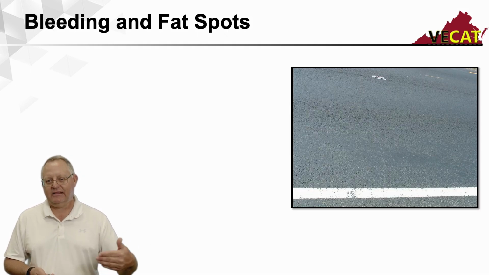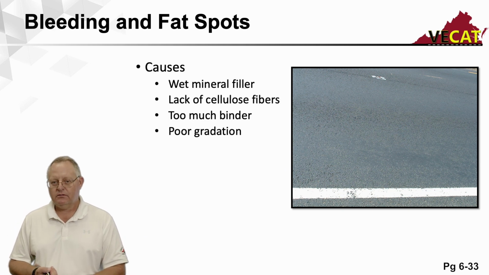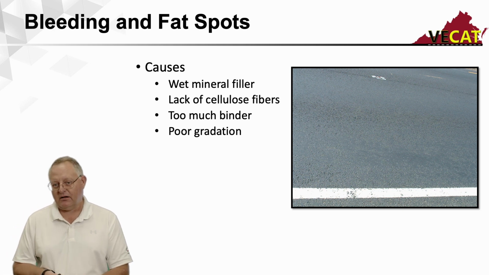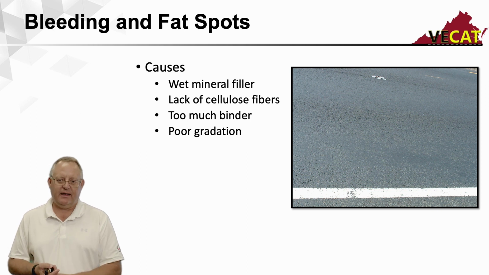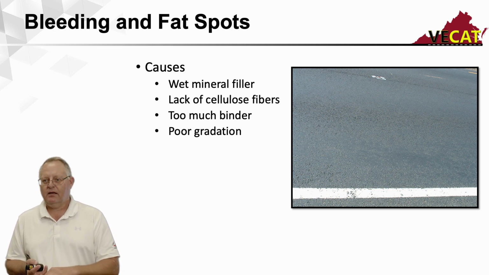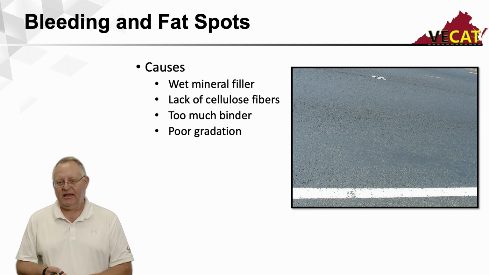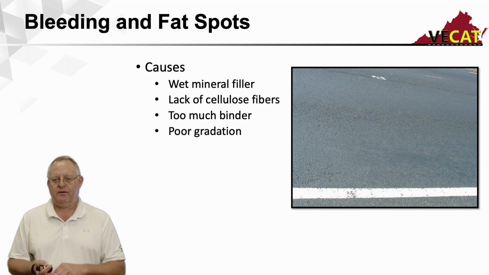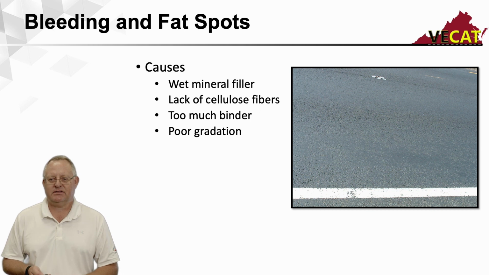So when we have these bleeding and these fat spots, what could cause it in SMA? Wet mineral filler, so we're not getting good coating and distribution. Could be we don't have cellulose fibers in it. Those cellulose fibers in SMA help to wick up that excess binder and hold it. We might have too much binder in it. We might have a poor gradation. Similar things will exist in a dense graded mix. More of those are too much binder and poor gradation that doesn't have enough void space. And again, we see those in some of the dense graded mixes.